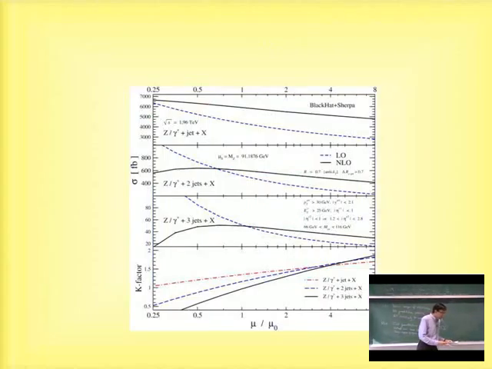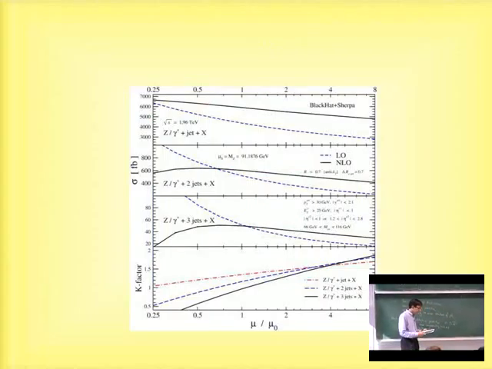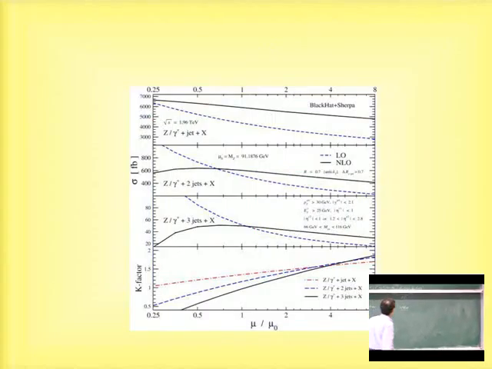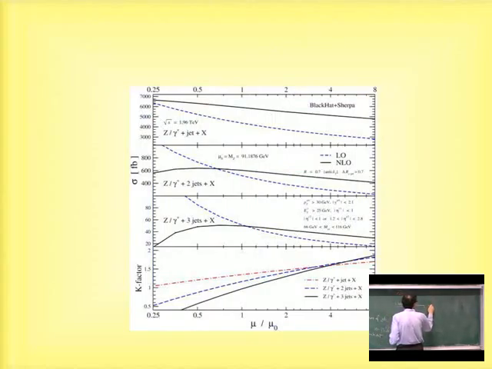What about NNLO? Well, of course, if you add more orders in perturbation theory, things get better. So you're improving the scale sensitivity. In other words, you're reducing it further. You're improving the approximation to jet structure.